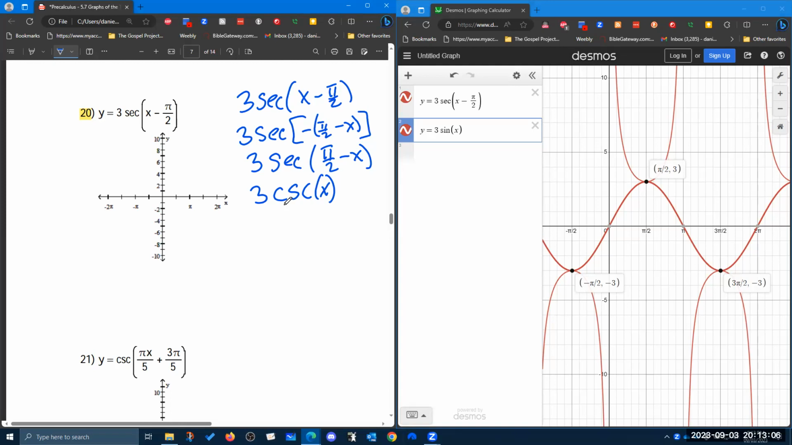But that's it for right now. We'll probably have some of the cosecant graphs that will do the same thing with the cofunction identity and turn into secant graphs. So I just wanted to show you a couple examples of this one before we move on and do our examples of cosecant.